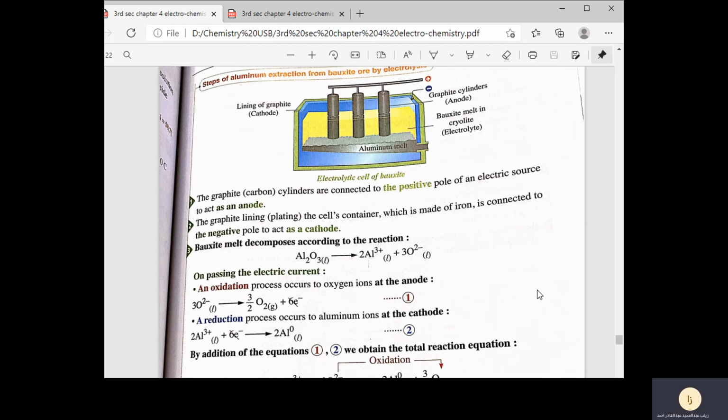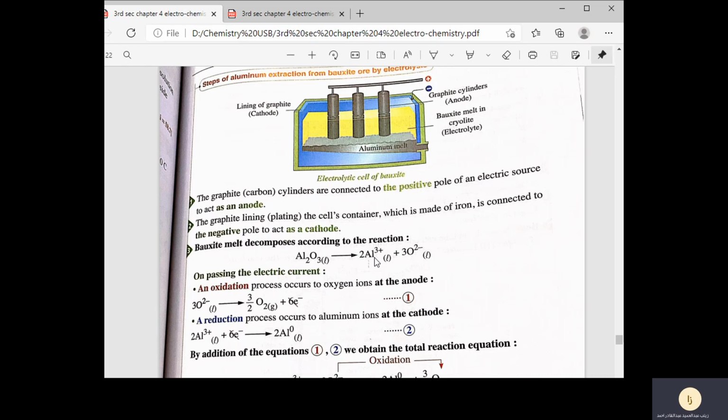Bauxite, what will happen when electricity passes through the circuit? First, we will find that aluminium oxide will be separated into 2 aluminium ions and 3 oxygen ions. Aluminium has positive charge, so it will move towards the negative pole or the cathode. Oxygen has negative charge, so it will be attracted to the anode. So we can say an oxidation process will take place for what?